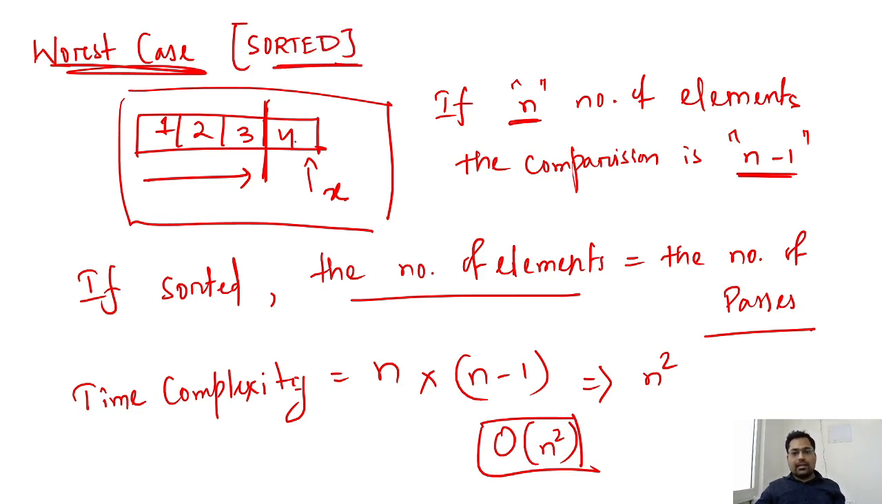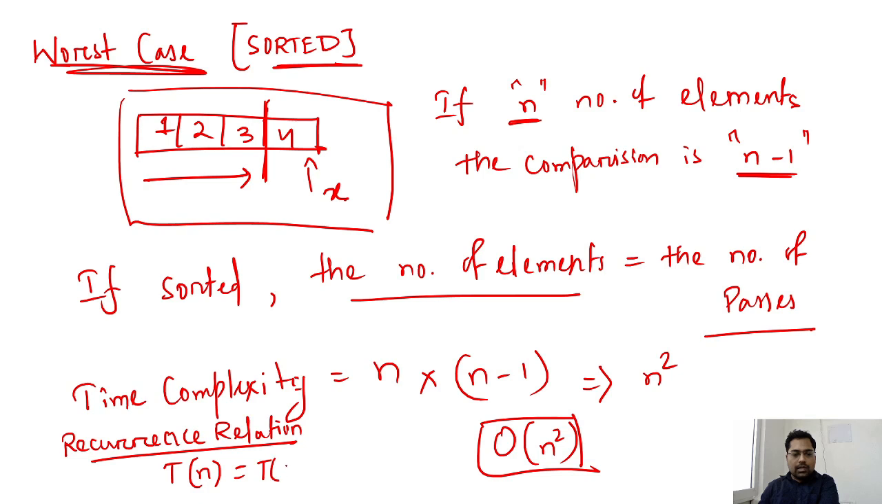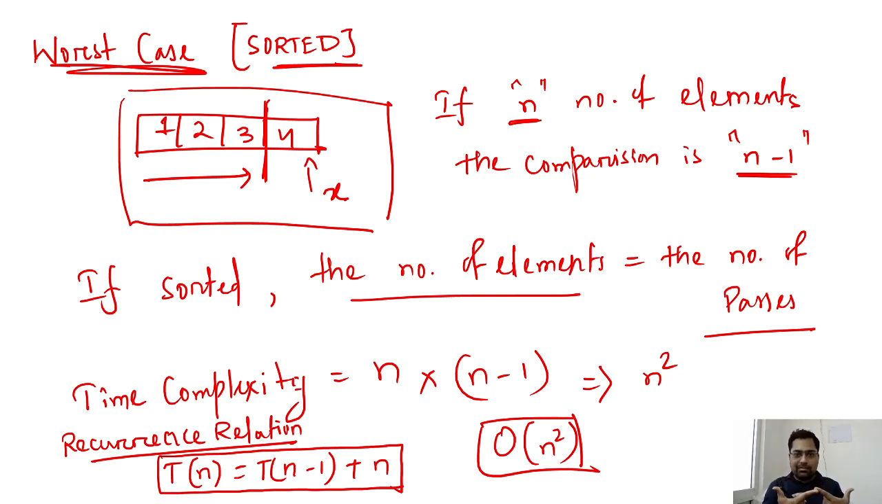I hope it is clearly understood by you. So what exactly we are getting and why: the recurrence relation for the worst time complexity is T of n equal to T of n minus 1 plus n. Please remember this one, because there are two different recurrence relations observed, through which we are getting the complexities. Worst time complexity we are getting because of this.